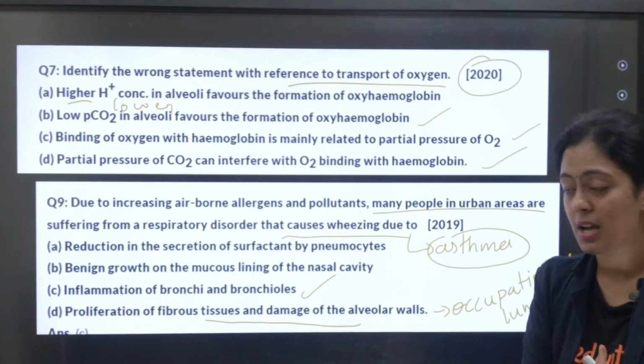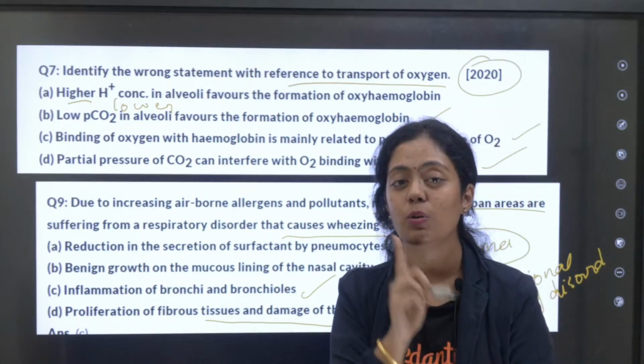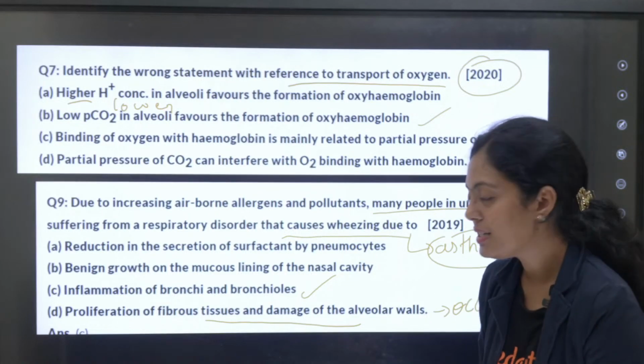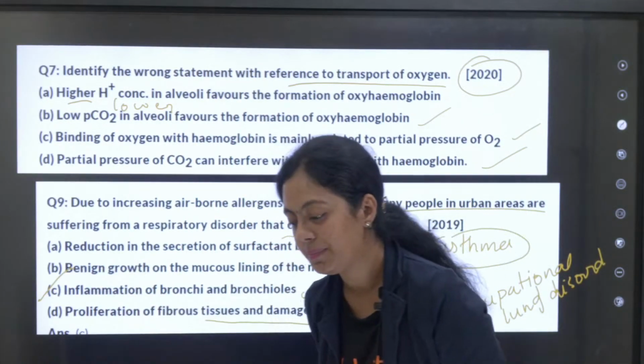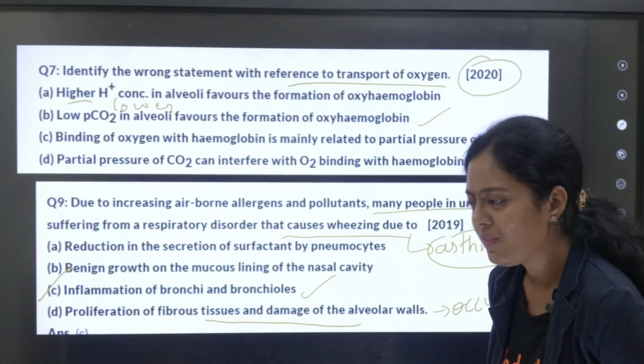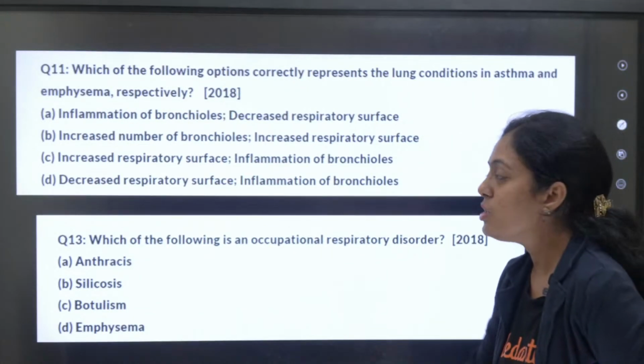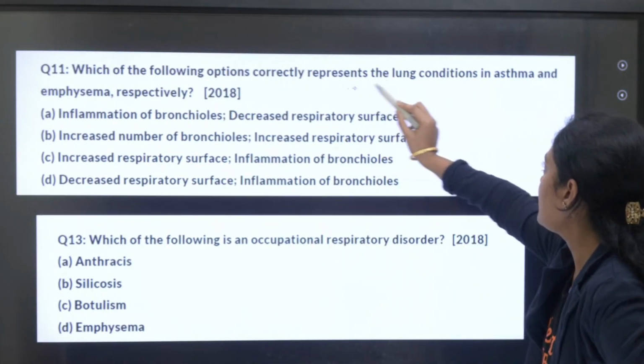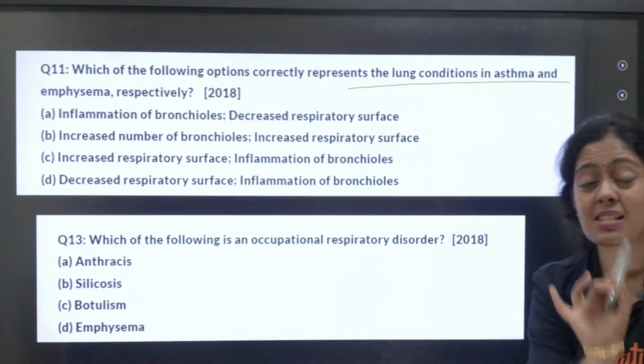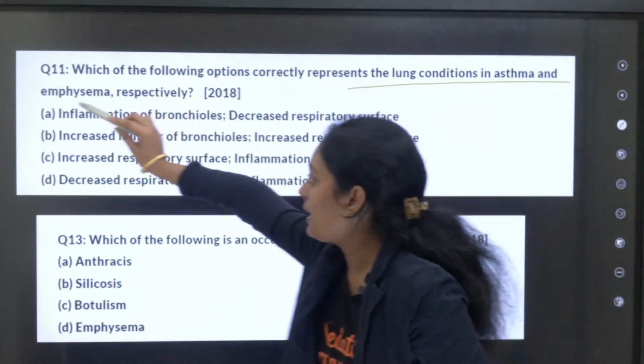Because you are all going to become doctors. So every line of it you need to decode. So what is the right answer? It is option C. Yes. Can we continue? I think one more question is there. Two more questions. Okay, which of the following conditions represents the lung condition in asthma and emphysema respectively?